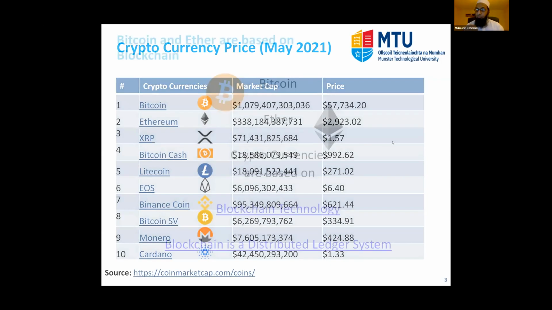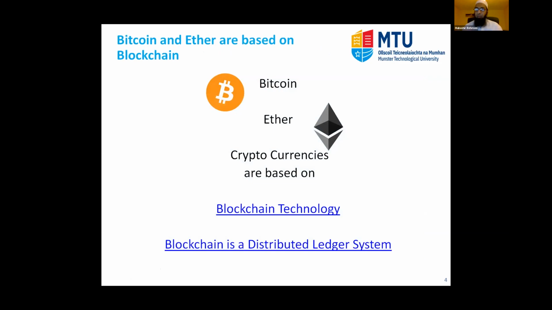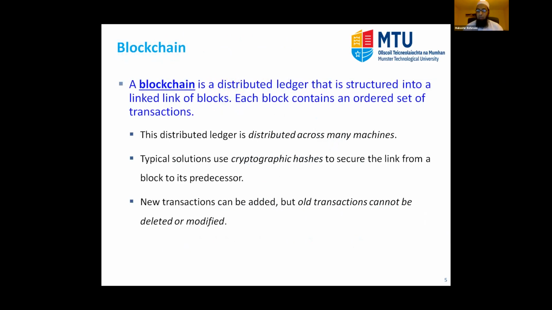This shows the confidence of people in these cryptocurrencies. And if you know, cryptocurrencies like Bitcoin and Ether are all based on blockchain technology. Blockchain technology is based on a distributed ledger. We can define blockchain as a structured linked list of blocks, and each block contains an ordered set of transactions. This distributed ledger is distributed across many machines, using cryptographic hashes, and new transactions can be added, but old transactions cannot be deleted or modified. So these are the basic features of a blockchain.